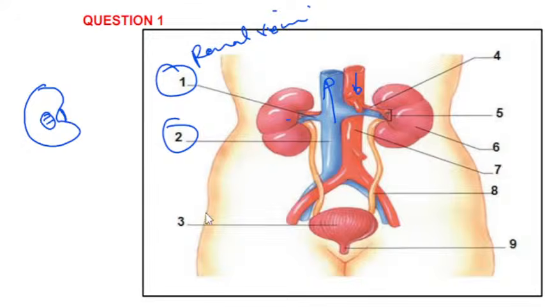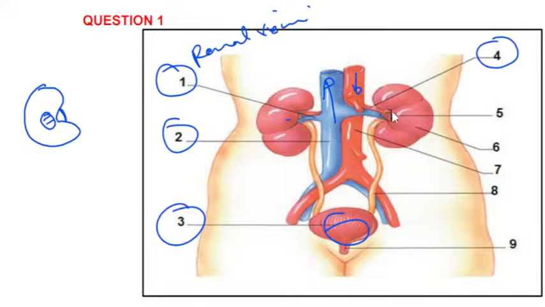Then we go to number 3. Number 3, this one is just important for storage of the urine. Therefore we call it bladder. Then we go to number 4.